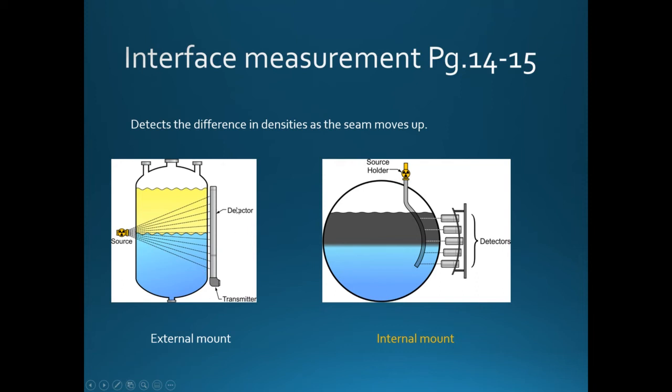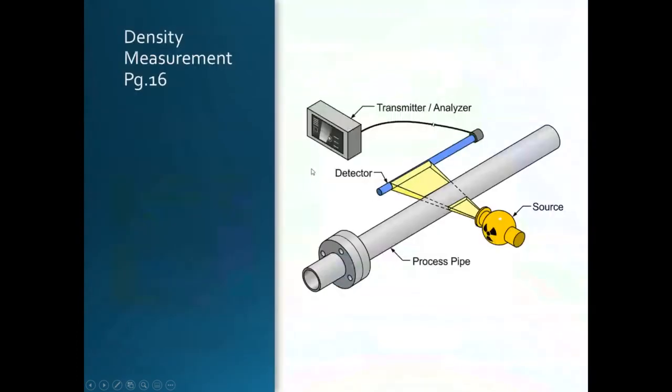This detector is externally mounted, as you see here, but hey, look at this. We can put these things internally too if we wanted to. So here we have the source and the detector outside. Here we have the source on the inside and the detectors on the outside. So different installation opportunities there.